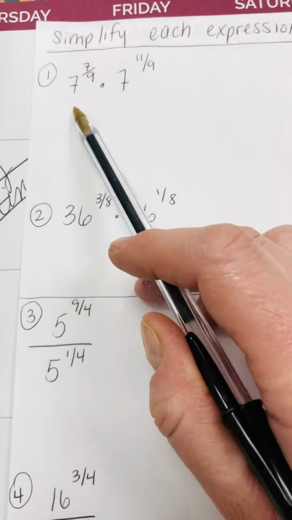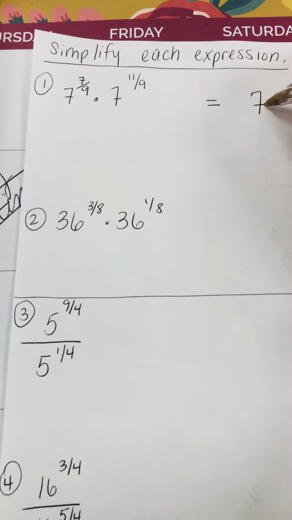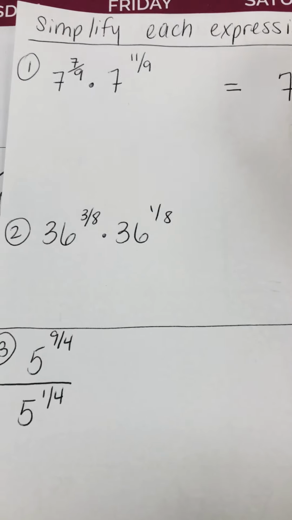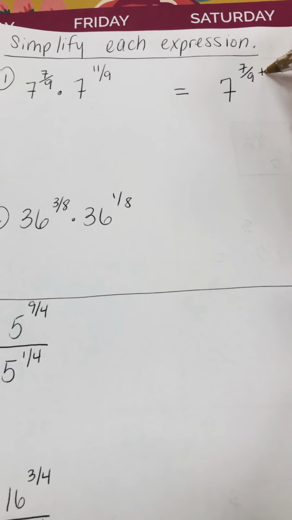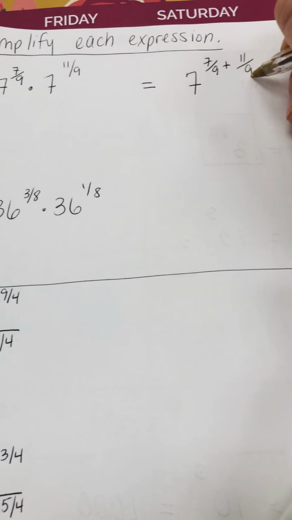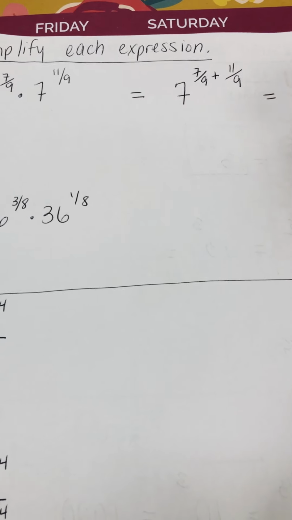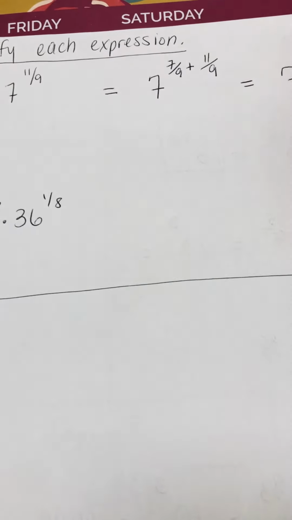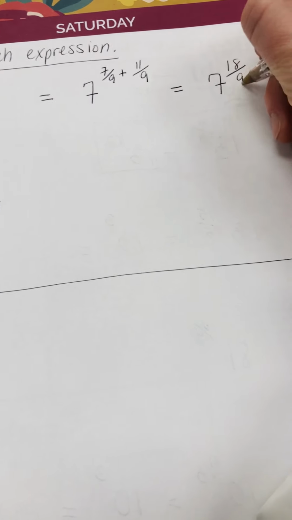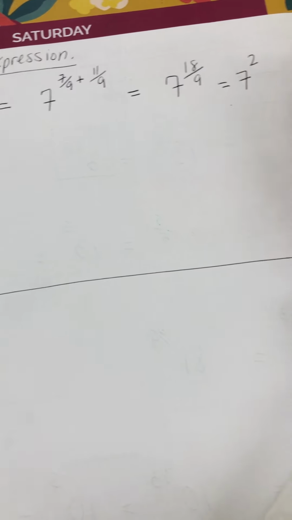Simplify each expression. So now I'm multiplying with exponents, right? So that means I'm going to keep my base of 7, and I'm going to add my exponents. So it's 7/9 plus 11/9, and this is nice and easy because it's the same denominator. It will not always be. I'm warning you now. So this is 7 to the, you just add, right? 18 over 9, which is 7 to the 2nd power, which is 49.